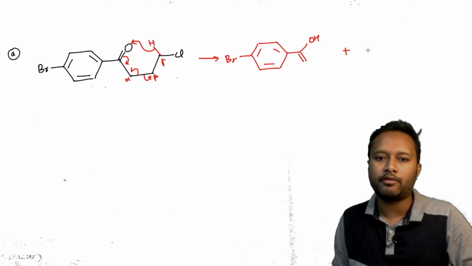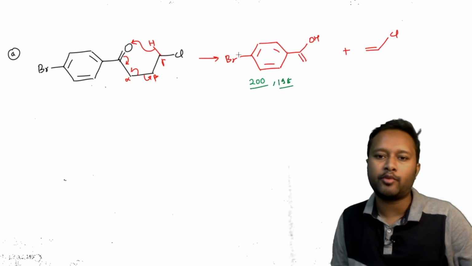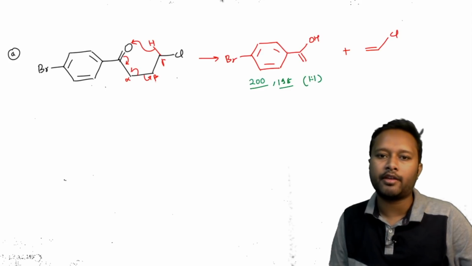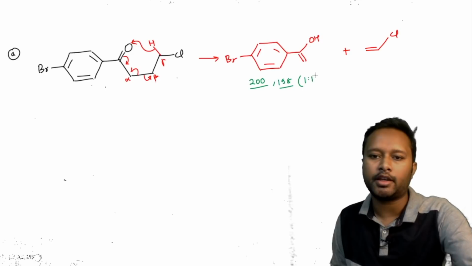The other fragment which you will be having will be like double bond and Cl. If you calculate the mass of this, you will see that you will have mass of 200 and the mass of 198. That's because you have bromine, that's why the intensity ratio is 1:1. So you have got this according to the McLafferty rearrangement. So I have just shown you one of the products through your McLafferty rearrangement, alright.